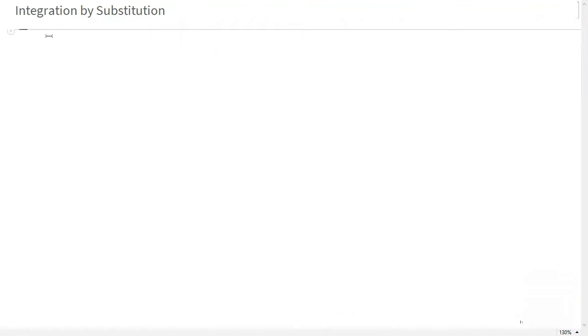So for that, I guess you are all familiar with integration by substitution from your math courses. So let's try to see how we can implement that in Mathematica.